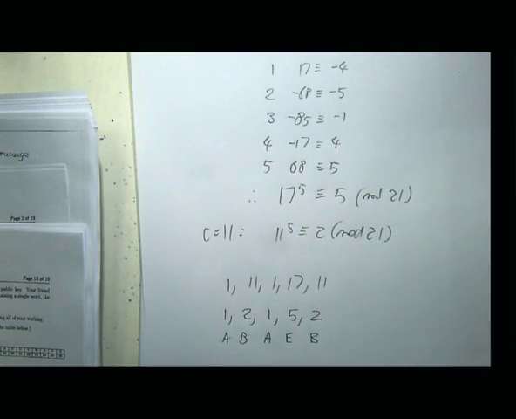So let me try that one again. So let's see. 17, and then times 17, and then times 17, and then times 17. That's what I get. I got 5 as well. All right. Apparently the word is a babe.